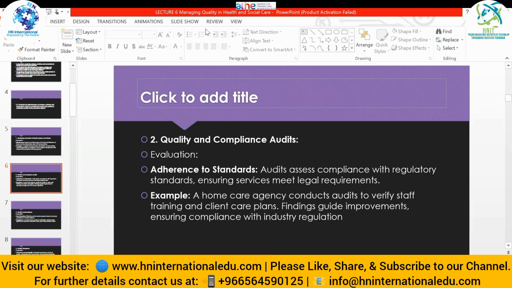Quality and compliance audit. Adherence to the standards. Audits assess the compliance with regulatory standards, ensuring the services meet the legal requirements. For example, a home care agency conducts audits to verify staff training and client care plans. Findings guide improvements, ensuring compliance with industry regulation. Why are we doing that? Adherence to standard is compulsory when we check the quality and compliance audit, because in this way we get to know what things need further changes or more improvement.